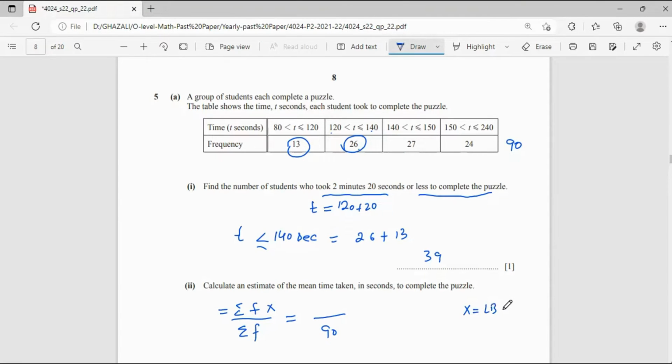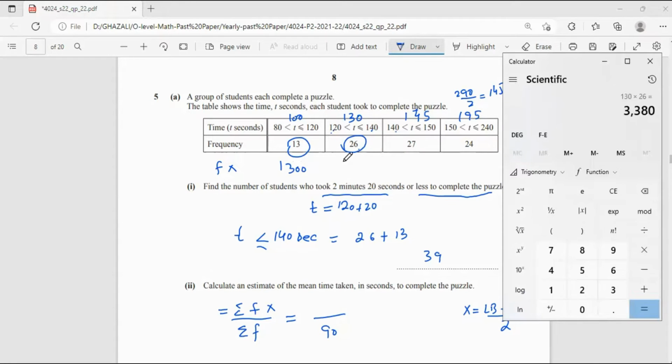The class mark x is the lower bound value plus upper bound value divided by 2. Now 80 plus 120 divided by 2 gives 100. 120 plus 140 is 260, divided by 2 is 130. 140 plus 150 is 290, over 2 equals 145. And 150 plus 240 is 390, divided by 2.